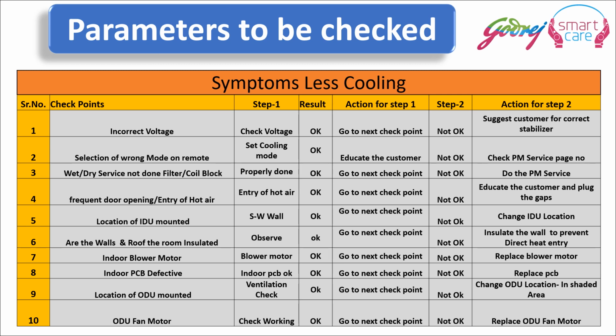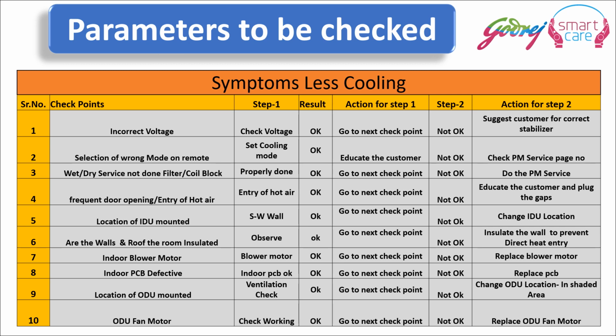Location of the IDU mounted. We have to check if it is on the southwest wall, and in case there's an issue, we have to change the IDU location. Other walls and the roofs of the rooms should be insulated, with insulation of the walls to prevent direct heat entry. We have to check the indoor blower motor. In case there's a problem in the blower motor, we have to replace it. Then we go for indoor PCB defective. If the indoor PCB is okay, then we go for the next step. In case there's a problem with the indoor PCB, you have to replace it.